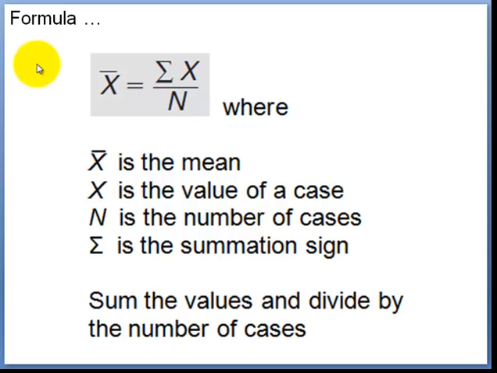This slide presents the formula for the mean. X bar stands for the mean. Here you see the summation sign. So that's directing you to sum the x's. Each x stands for the value of an individual case. So this formula is instructing you to sum the values and then divide by n, the number of cases.